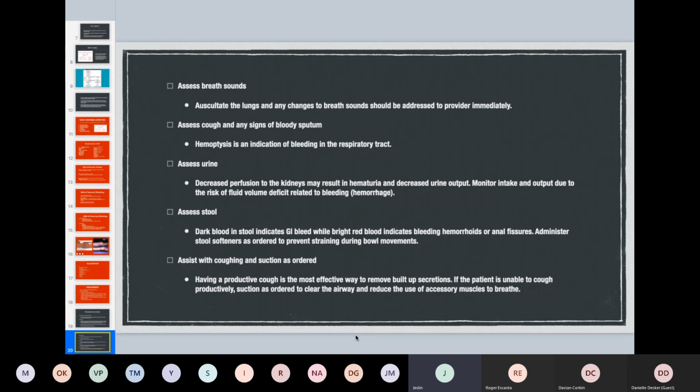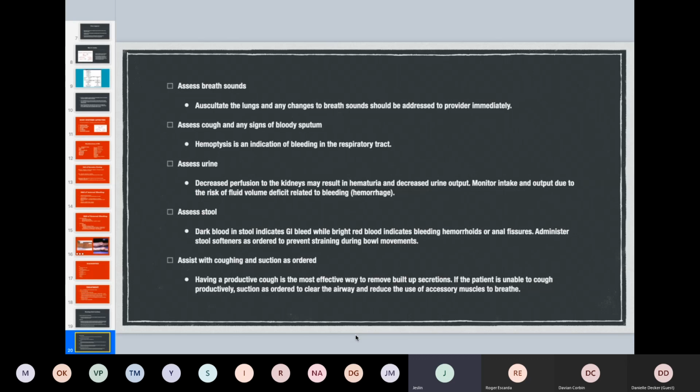You would assess urine. Usually decreased perfusion to the kidneys results in hematuria and decreased urine output. So it's your job as a nurse to monitor I's and O's, and this is due to the risk of fluid volume deficit related to the bleeding. Because of bleeding, you do lose a lot of fluids.